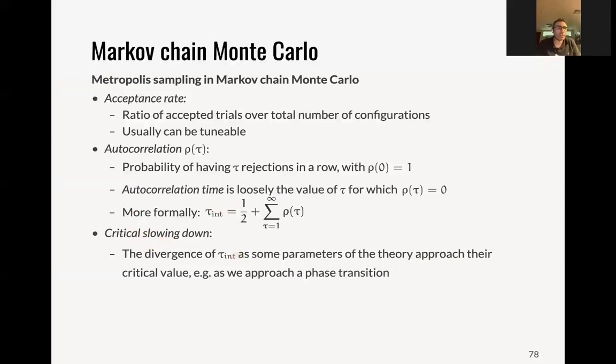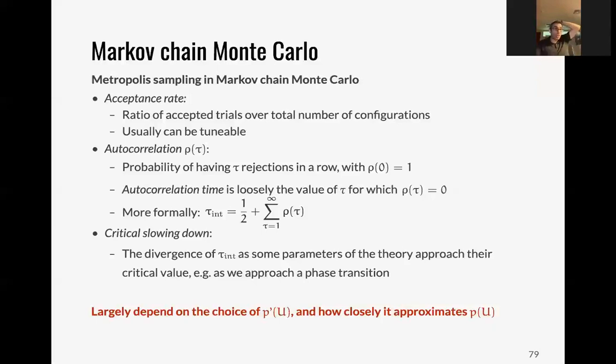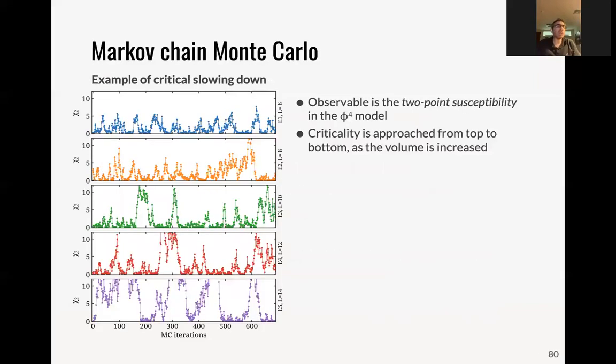Critical slowing down basically means that as you approach some critical point of the parameters, your simulation could repeatedly reject configurations, and you need to simulate longer and longer in order to get varied enough configurations. So the autocorrelation time largely depends on the way that you decide to draw your trials, and how closely that approximates the real probability that you're trying to simulate. I'd just like to show you an example.